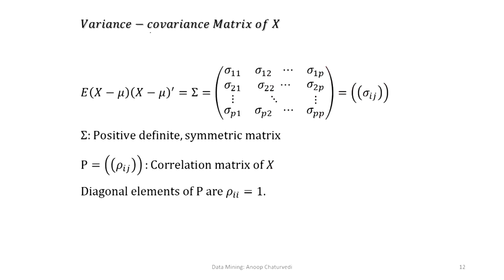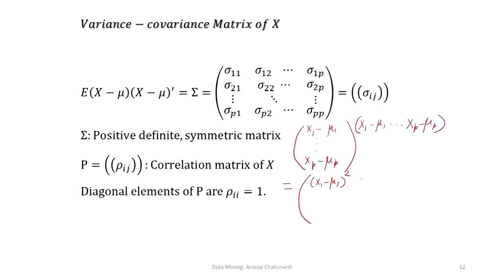And then we can define the variance covariance matrix of x. So, we simply take (x minus mu) times (x minus mu) transpose. Now, x minus mu is equal to (x1 minus mu1, and so on up to xp minus mup), and then we take transpose of this. So, we take (x1 minus mu1, ..., xp minus mup) here. We take product of these two, then the product is (x1 minus mu1) square, (x1 minus mu1)(x2 minus mu2), and so on.